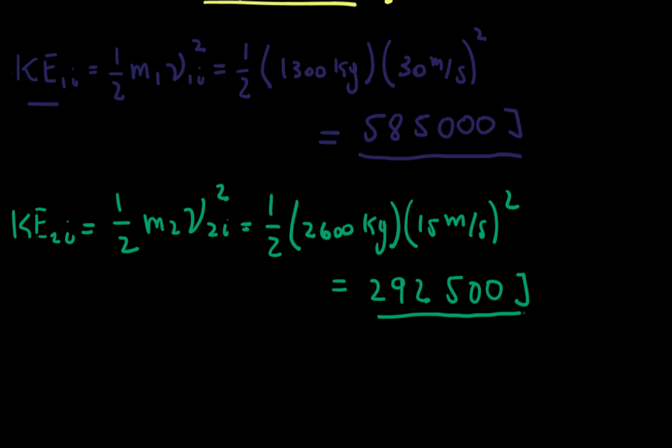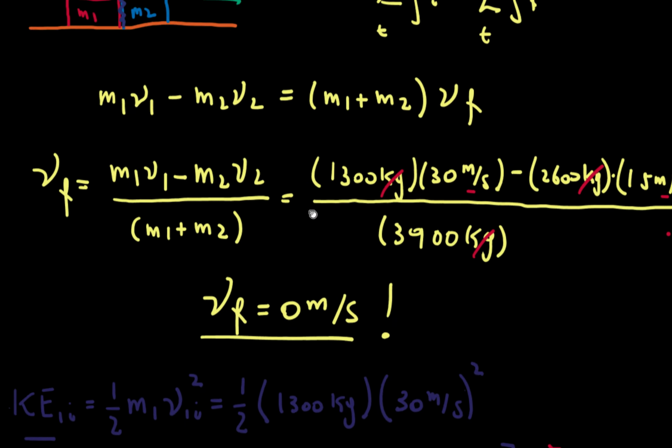Which means that this amount of energy here is vastly different than this amount of energy. Which means that object 1 had more energy due to motion, even though it's lighter. You see, this is 1,300 kilograms. This is 2,600 kilograms. So as a matter of fact, object 2 is twice as heavy as object 1, but object 1 is going twice as fast as object 2. And kinetic energy is dependent on the square of the velocity.